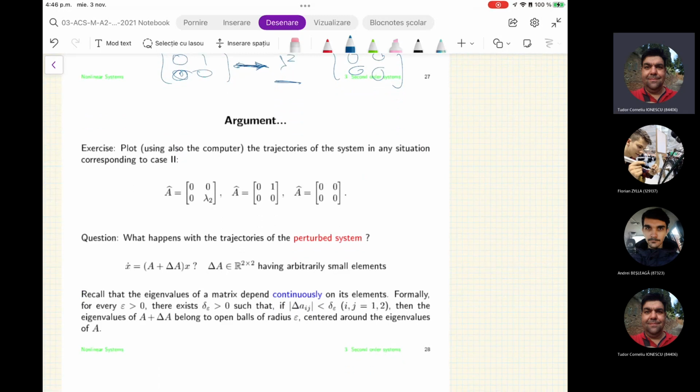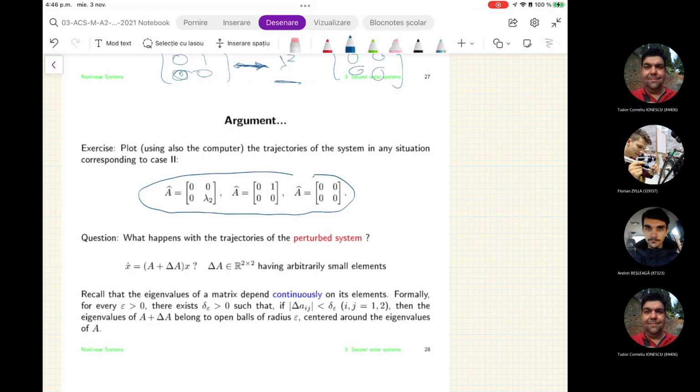For instance, all these cases you can plot, and we can do this exercise. We can plot the phase portraits of such equations. Okay, let's see if we can do this in MATLAB and see how they look like. Let's try and look at this, and see if we can get something out of it.